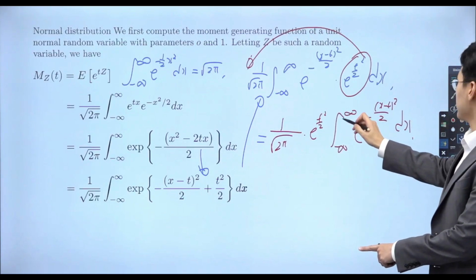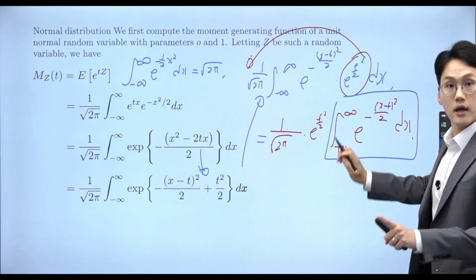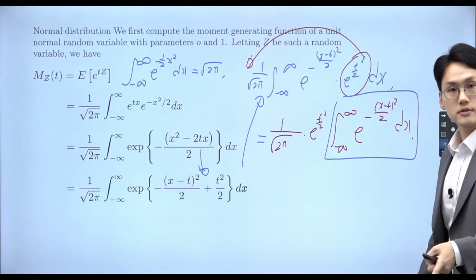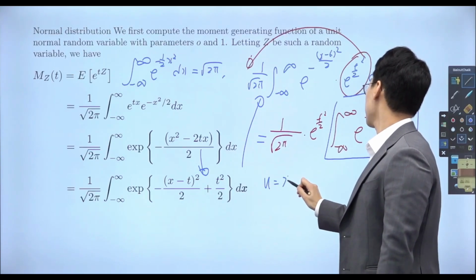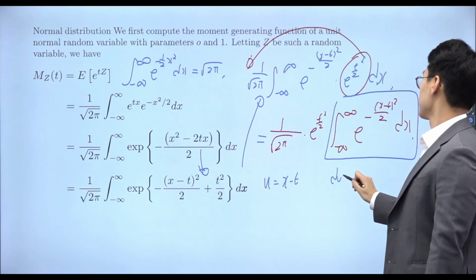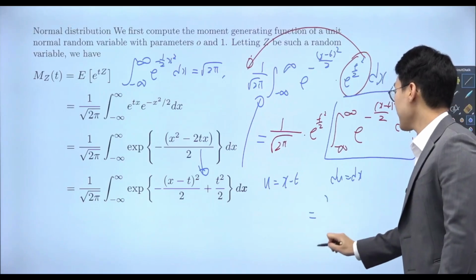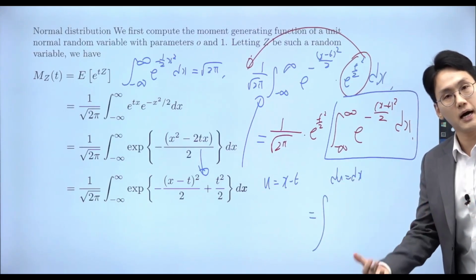So now I'm interested in that one. And for me, I like to use the integration by substitution. So I'm going to let u be x minus t. Then you see du will be dx, isn't it? And look, if it's definite integration by substitution, you have to change the bounds as well, you see?